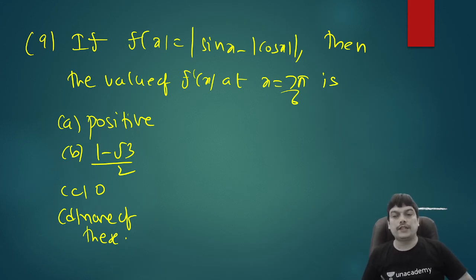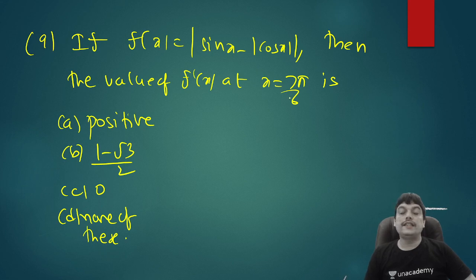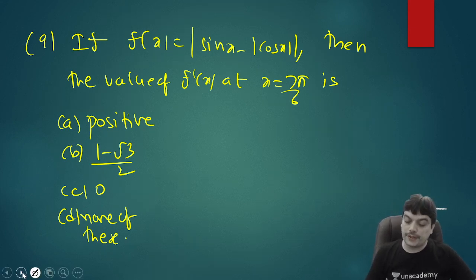So let's see how we can solve this. This is also again a question of mod. So when you open the mod, you need to be careful about this. x equal to 7 pi by 6 is nothing but 210 degrees. It is in third quadrant. In third quadrant, sine and cos are negative. So let's see how we can proceed for this.